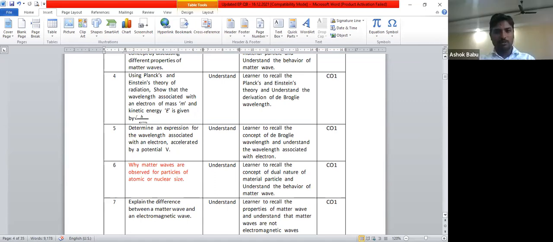Why are matter waves observed for a particle of atomic or nuclear size? All of you, remaining students also, please prepare the answer for that question. For this one also we discussed some points in the class, but keep those points in order and make an answer for that question.